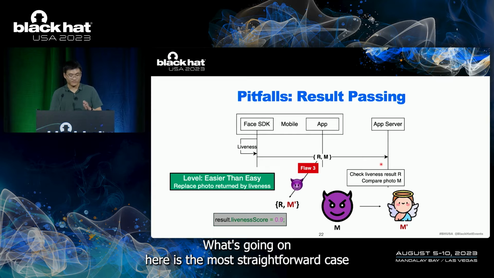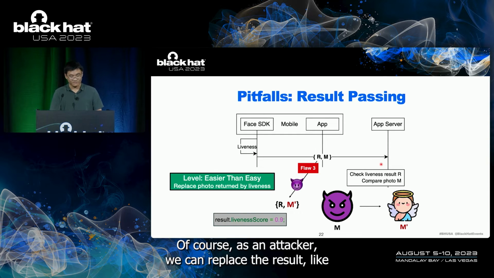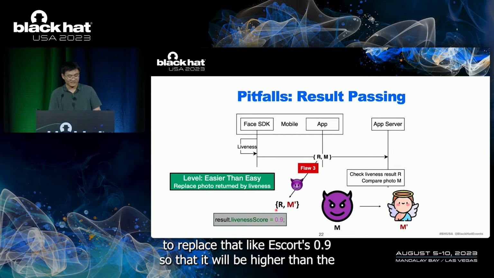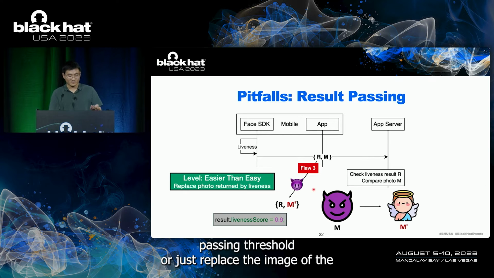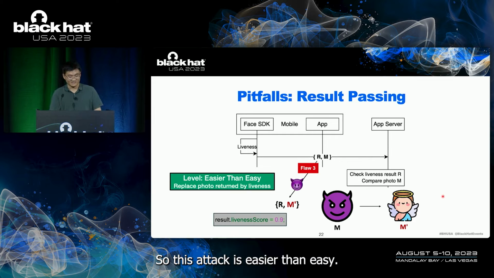What's shown here is the most straightforward case where there's no protection at all. So there's no encryption, no signing. Of course, as an attacker, we can replace the result, to replace the liveness score to 0.9 so that it will be higher than the passing threshold, or just replace the image from the attacker to the victims to pass the face matching. So this attack is easier than easy.